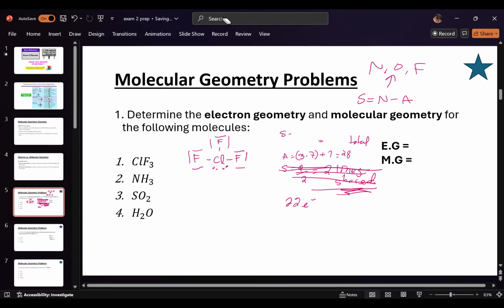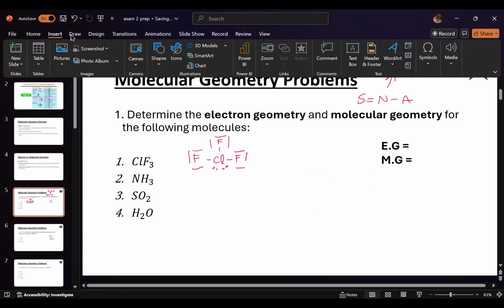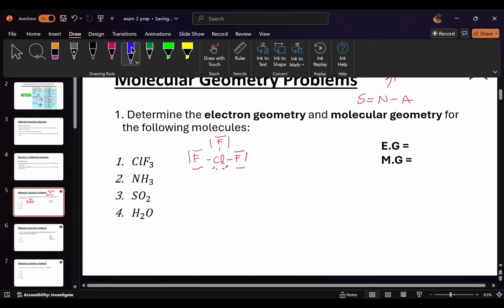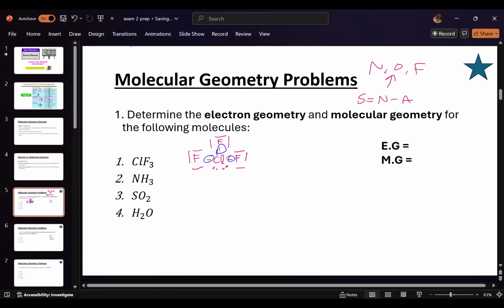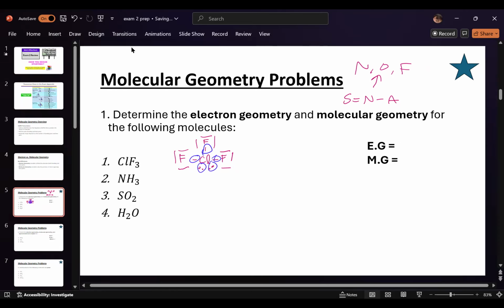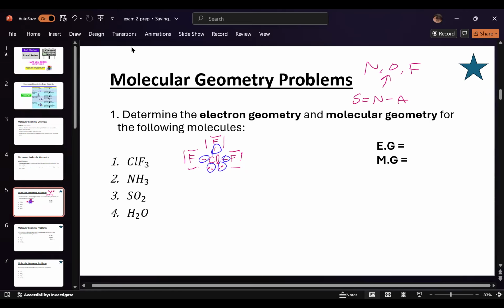Now, the main question was to determine the electron geometry and molecular geometry for the molecule. So what is the electron geometry? Like I said, you would focus on counting how many groups you have around the central atom. All right. So I have 1, 2, 3, 4, 5. I have 5 groups, which means that it must be trigonal bipyramidal.